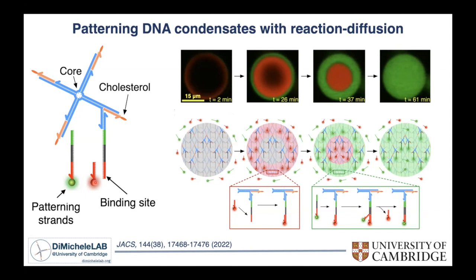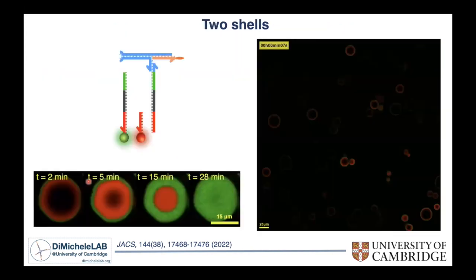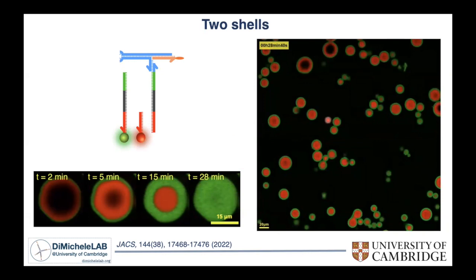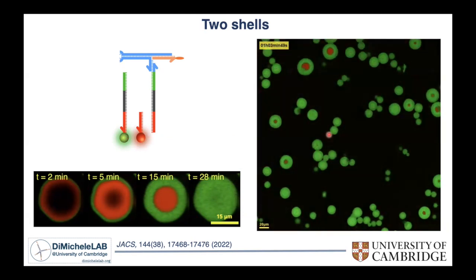But because this is DNA, you can easily functionalize it with useful molecules that carry functionalities. And so you can engineer functionality within your synthetic cells, as we're going to demonstrate in a bit. This is just going to be a video that shows the process which I have described. So you have the red strand going in first, and then the center becomes red, followed by the green strand, and then everything eventually becomes green.